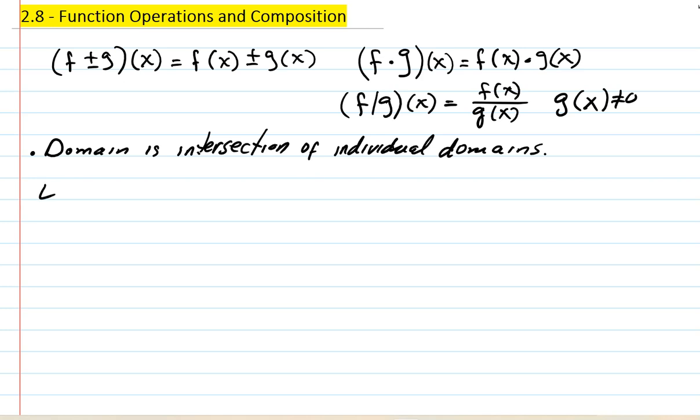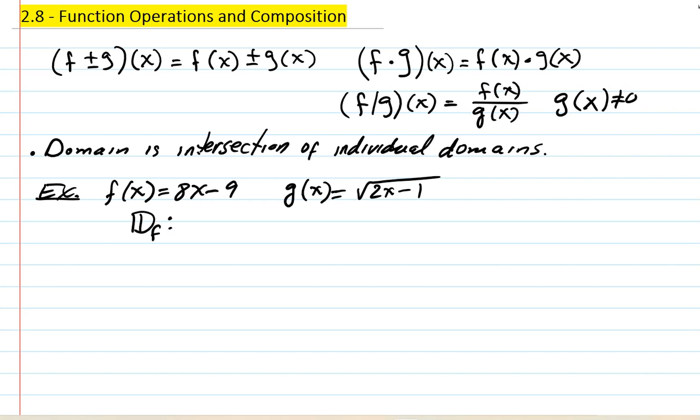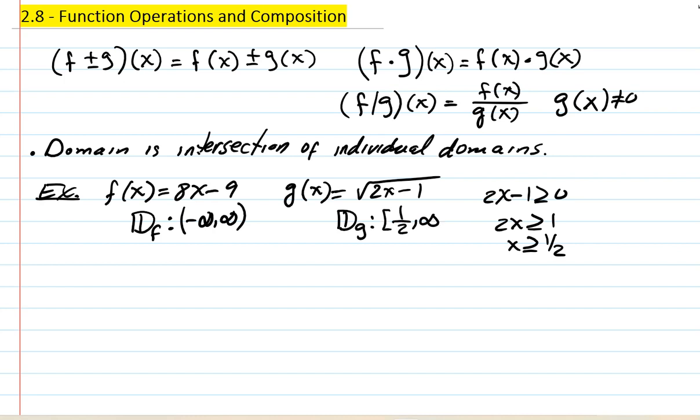All right, so for example, I'm just going to make an example up here. Suppose I have a linear function and then I have a square root function here. First I need to determine the domain of these because I'm going to need it in the end. The domain of the linear function, of course, is all real numbers, negative infinity to infinity. The domain of g, the square root function, remember for all square roots the radicand must be at least 0, which means x has to be greater than or equal to 1/2, right? So this is going to be 1/2 to infinity.